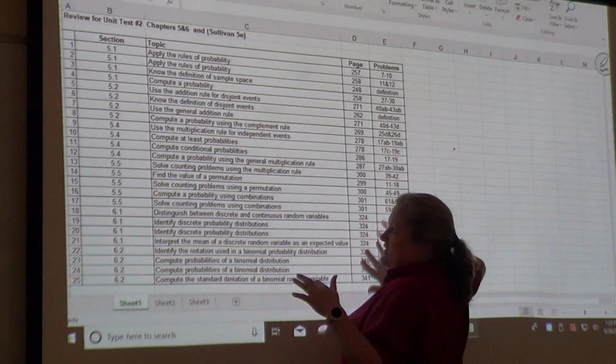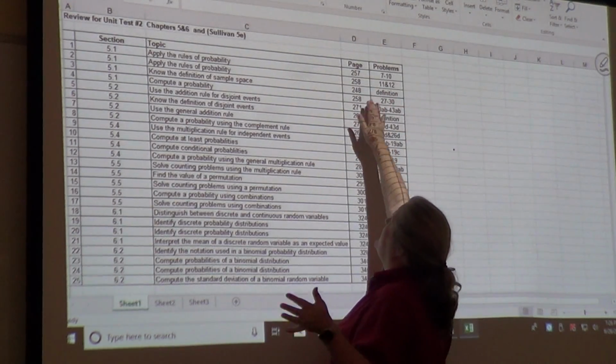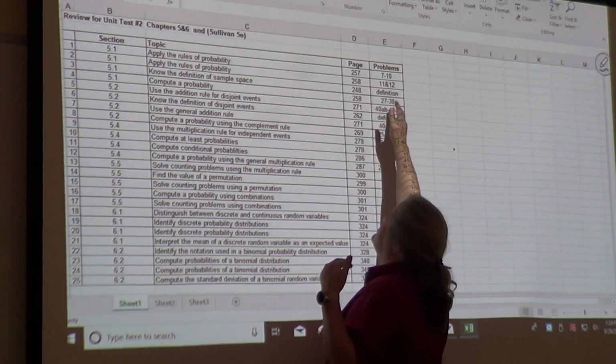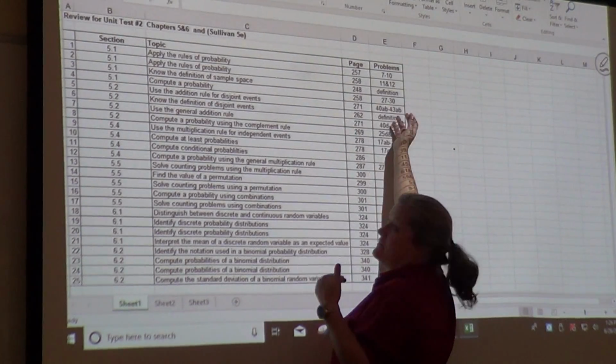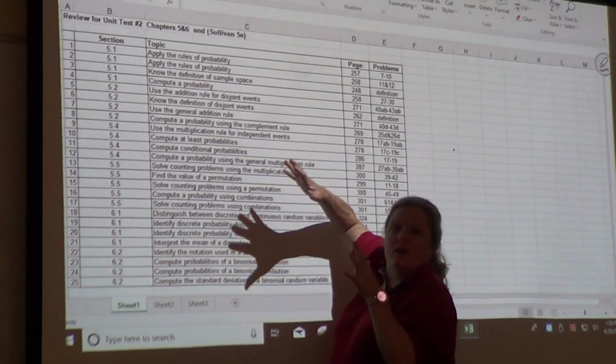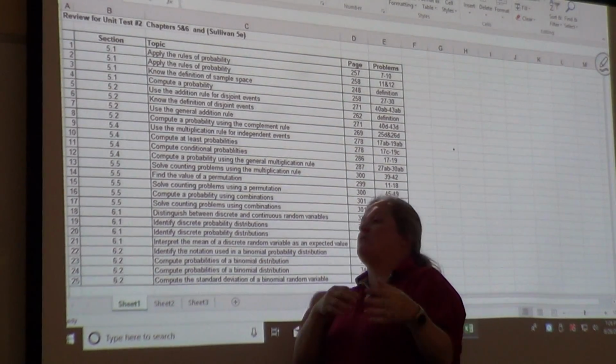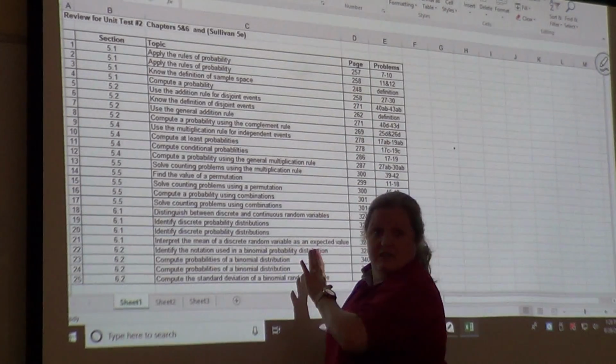These are the problems you need to be studying. Page 257, number 7 through 10. Page 258, number 11 and 12. Page 248, there's a definition you need to know. Page 258, these numbers. Okay, this is what you need to be studying. These are what's on the test. You don't need to study old homework. You don't need to watch old video. These are what's on the test.